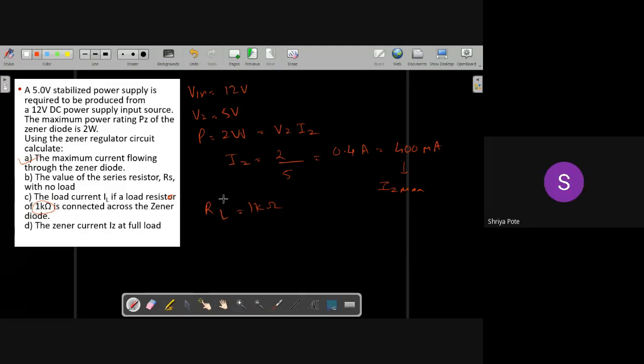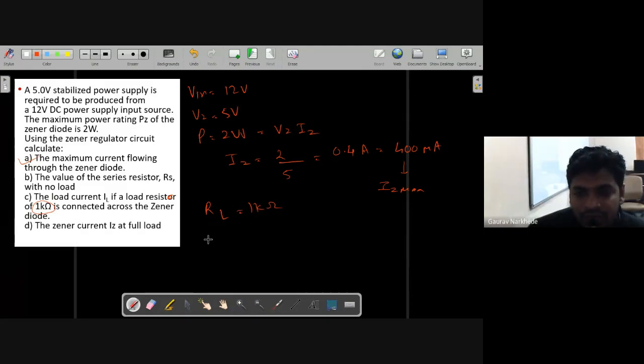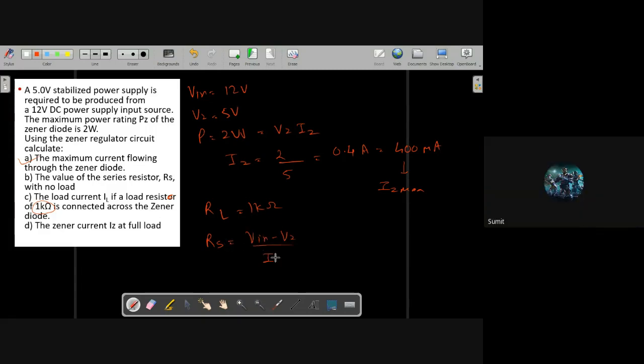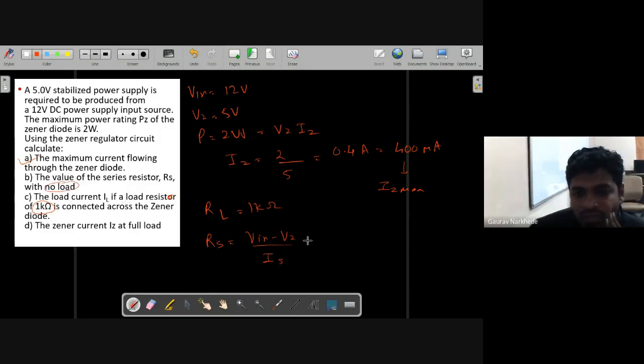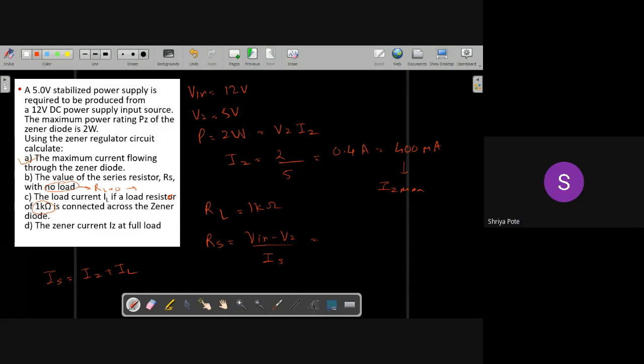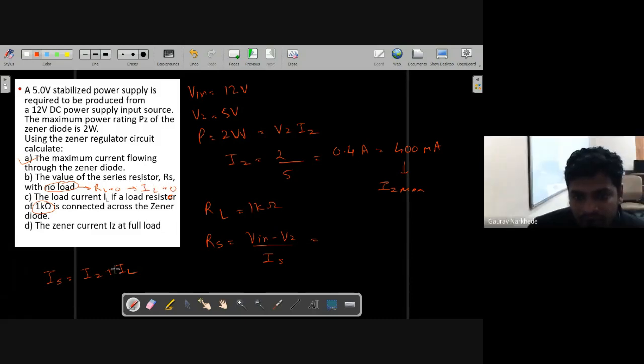Okay, so what is RS? RS is VIN minus VZ divided by IS, right? When no load is there. Listen, what is IS? IZ plus IL. No load, load is not there, meaning RL is 0. If there is no load, IL will also be 0, right?